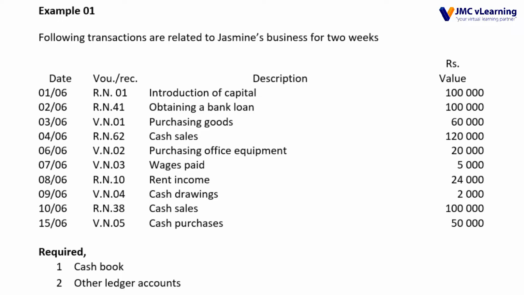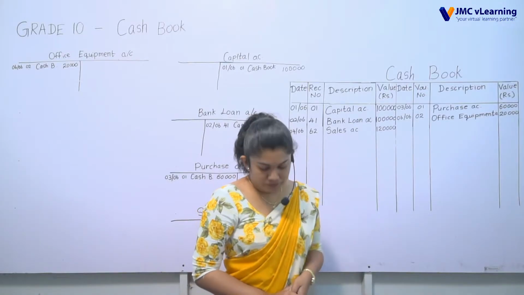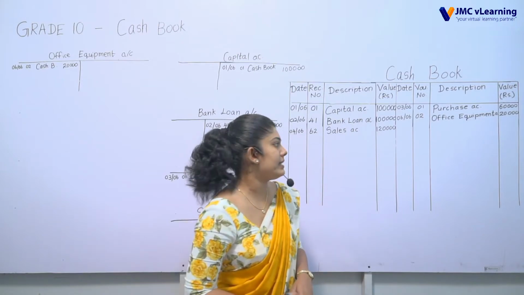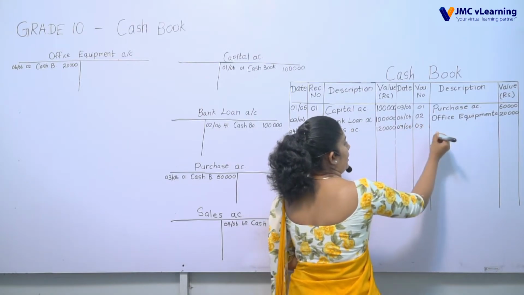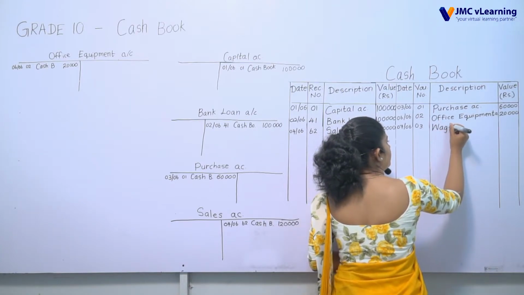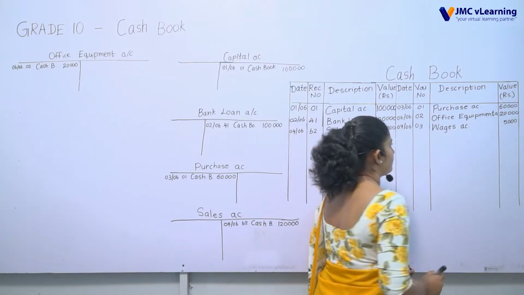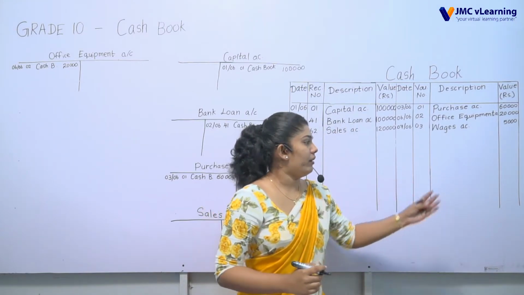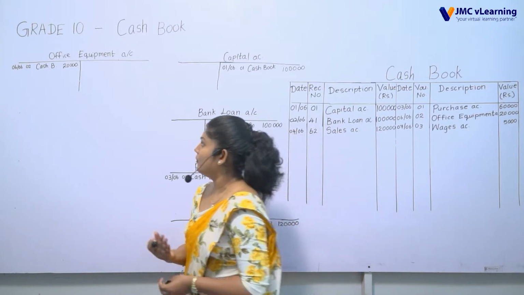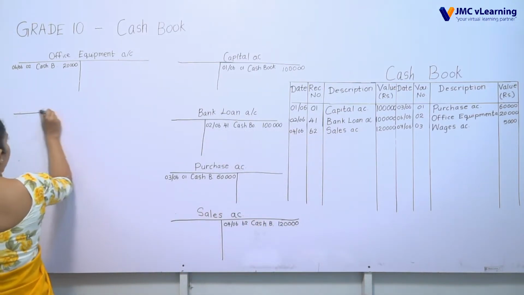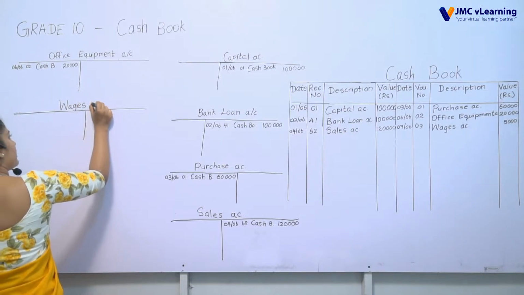Next transaction, 7th of June, wages paid 5,000, voucher number 3. They have paid wages, which is an expense. 7th of June, voucher number 3, wages account. Amount, 5,000. It's a payment. That is why we recorded it in the credit side. So, we need a wages account. Therefore, we are going to open a wages account here.